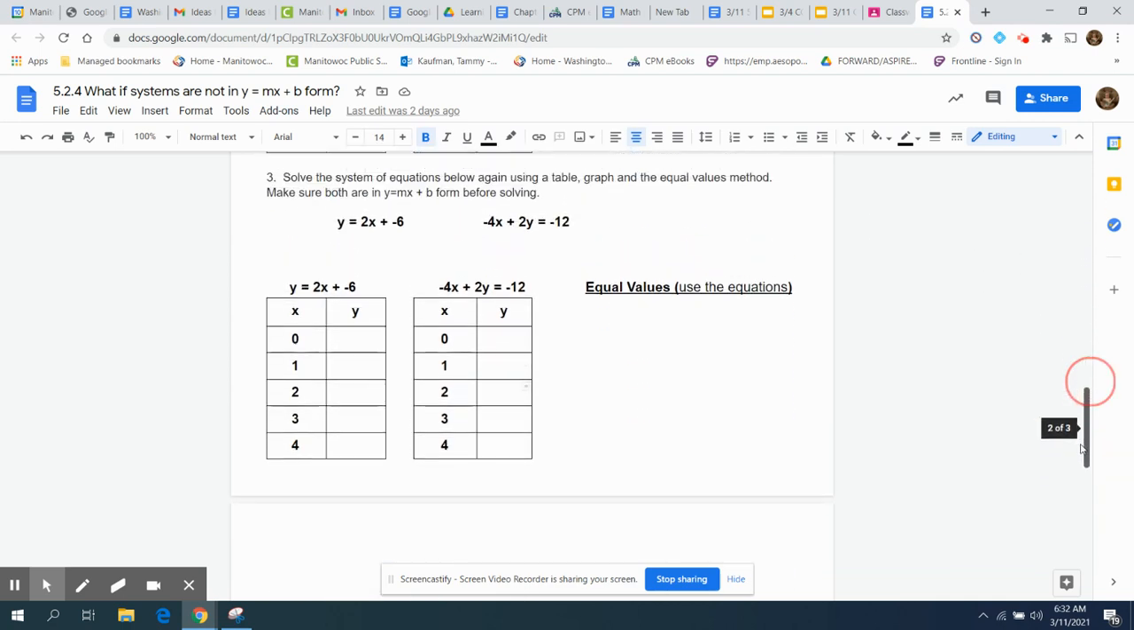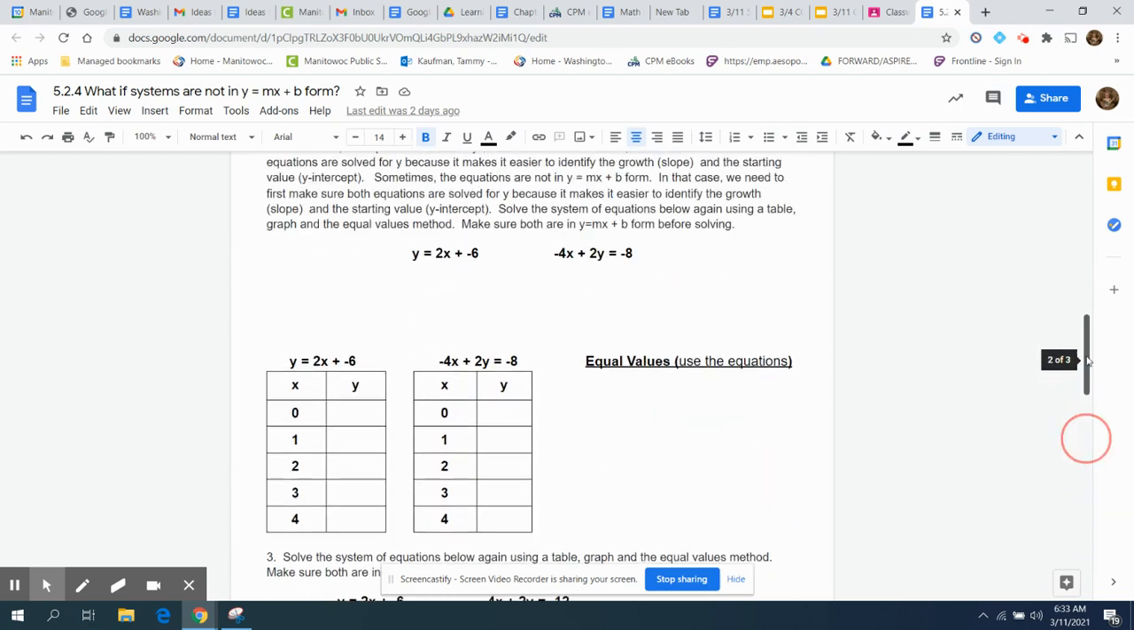And on this last one, hopefully you're going to see they come out to be the same line, and that's what it looks like for infinite solutions. Hopefully that helps.